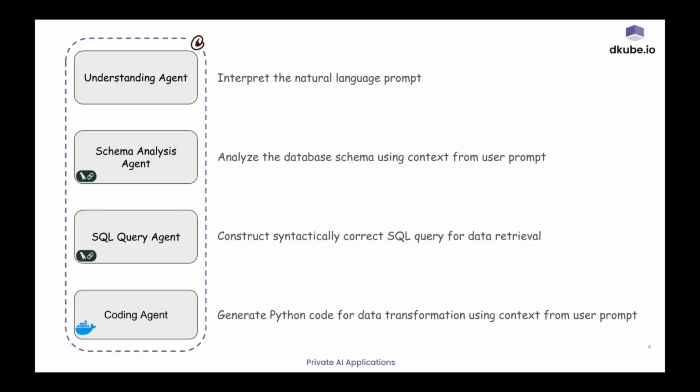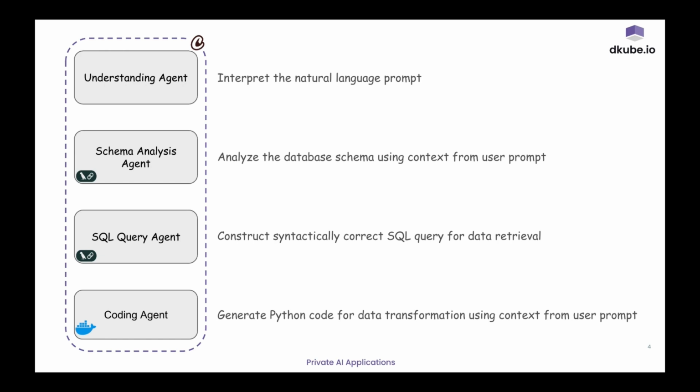The first agent is an understanding agent. This agent is essentially responsible for interpreting the user query. The second agent is the schema analysis agent, and this agent is responsible for analyzing the database schema. The third agent is the SQL query agent, which constructs the SQL query. And the fourth agent is a coding agent, which is going to be a separate agent that we will use for transforming the existing data set which we have.